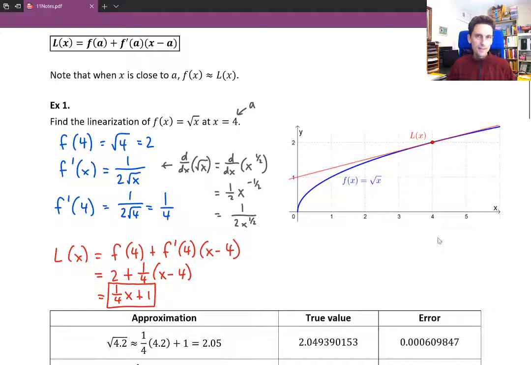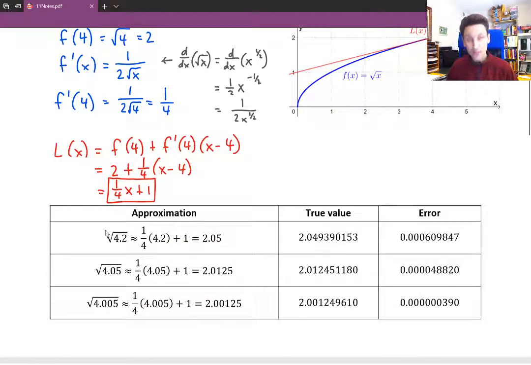Now we said that the y values of the tangent line, of the linearization, which again is just another word for the tangent line written in function notation, are the same, or almost the same, as the y values of the function square root of x, as long as you stay close to x equals 4, right? They're right on top of each other.